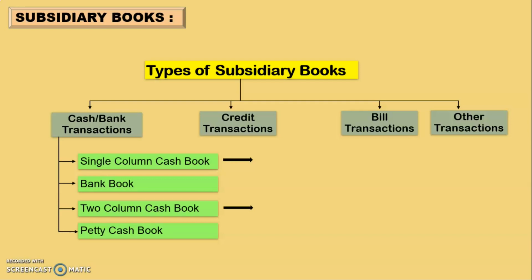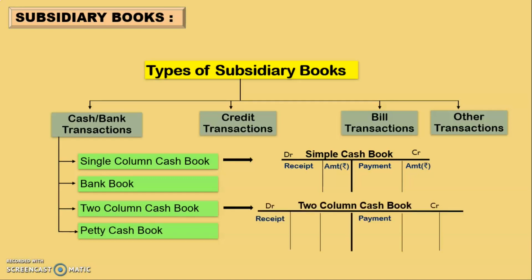So you see, in single column cash book, that is a simple cash book, we had one amount column on the receipt side as well as the payment side where we recorded the amount. Now we'll see two column cash book, wherein there will be two amount columns on the receipt side as well as on the payment side. One for the cash amount and the second column for bank. Similarly, on the payment side, cash column and bank column.